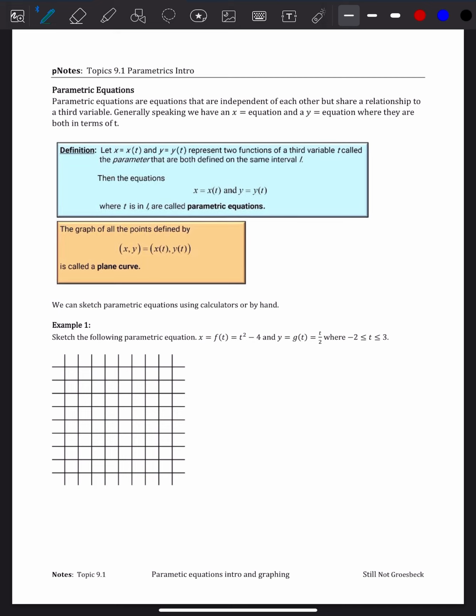a third variable. A lot of times what we have is x equaling an equation and y equaling an equation, and that variable that's in both of them is shared. So it might be t for time. When we talk about a parametric equation, a lot of the times they may write it as x equals, y equals, and then sometimes they may even put it in parentheses. But when we're talking about the parentheses, these are generally going to be the points rather than the equations.